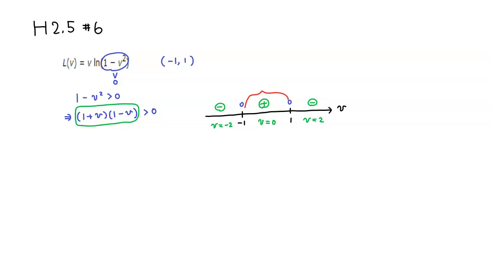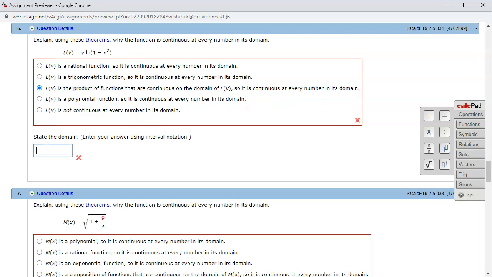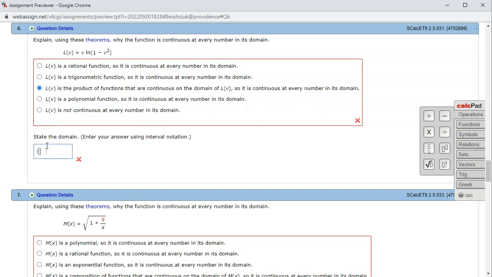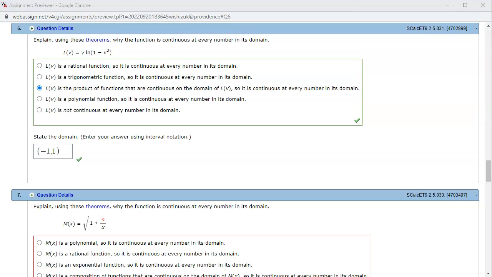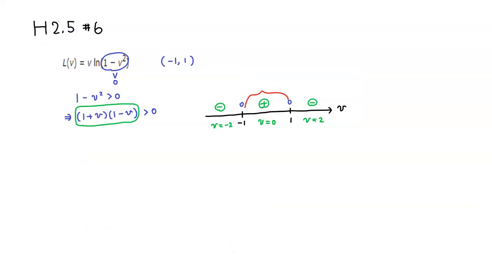So let's type it in. The domain is going to be -1 to +1. Let's check the answer. All right, I came back and it looks like we got both parts correctly. That's it. I hope that this was clear.